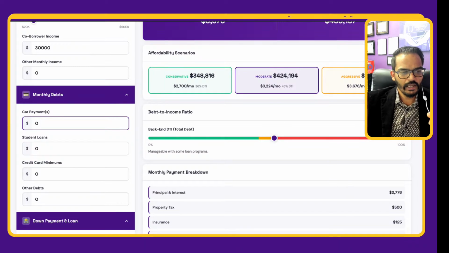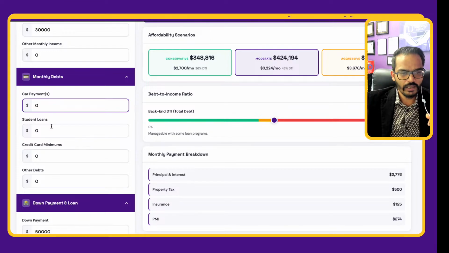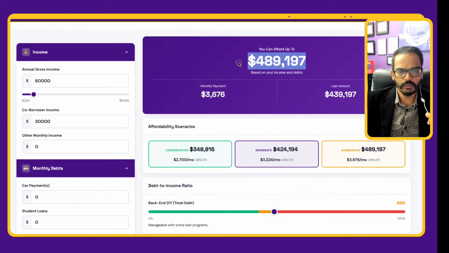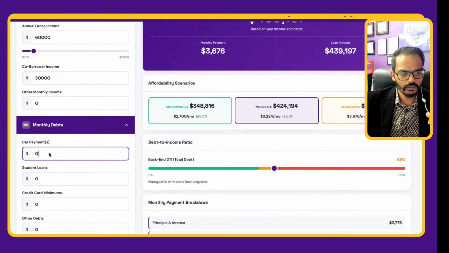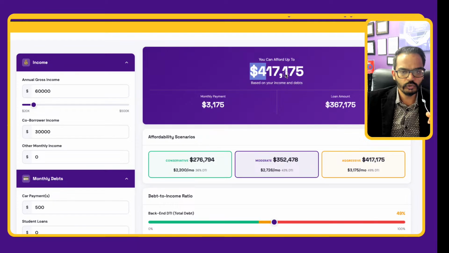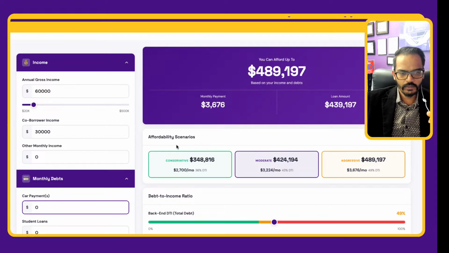And second is that every time you add any monthly liabilities to this, it's going to reduce your affordability amount here, right? So let's just say right now we see 489, and if we were to add a $500 car payment, now it drops to $417,000. Okay.